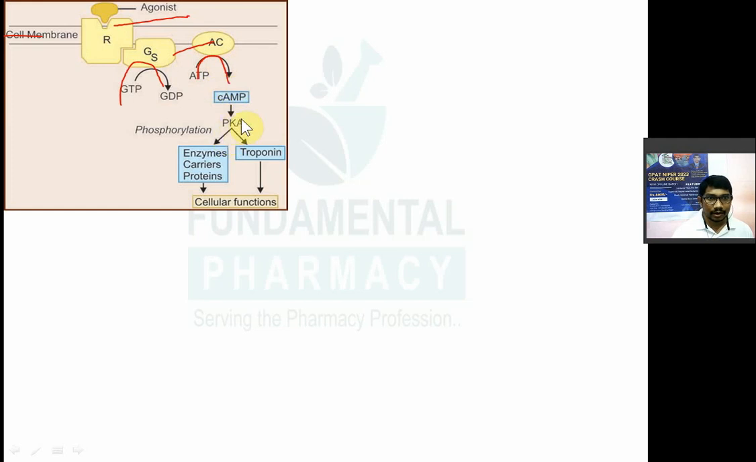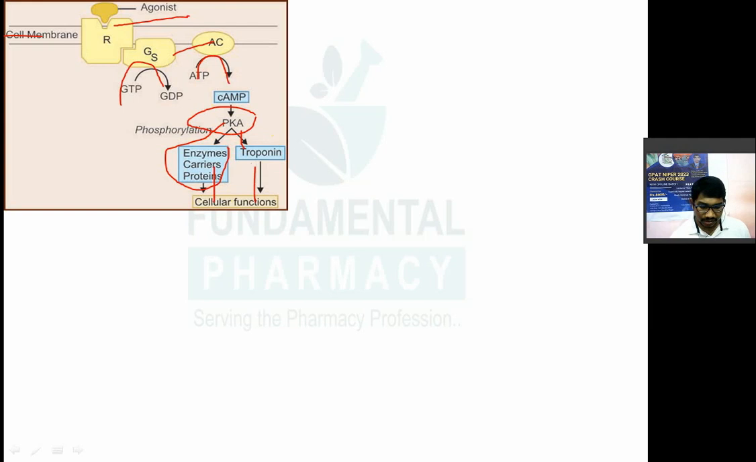Okay, and there is a protein kinase. Cyclic AMP will stimulate the protein kinase enzyme, which will cause phosphorylation of certain enzymes and proteins, and that leads to cellular response. And protein kinase also stimulates the troponin to cause contraction. So this is the one pathway.